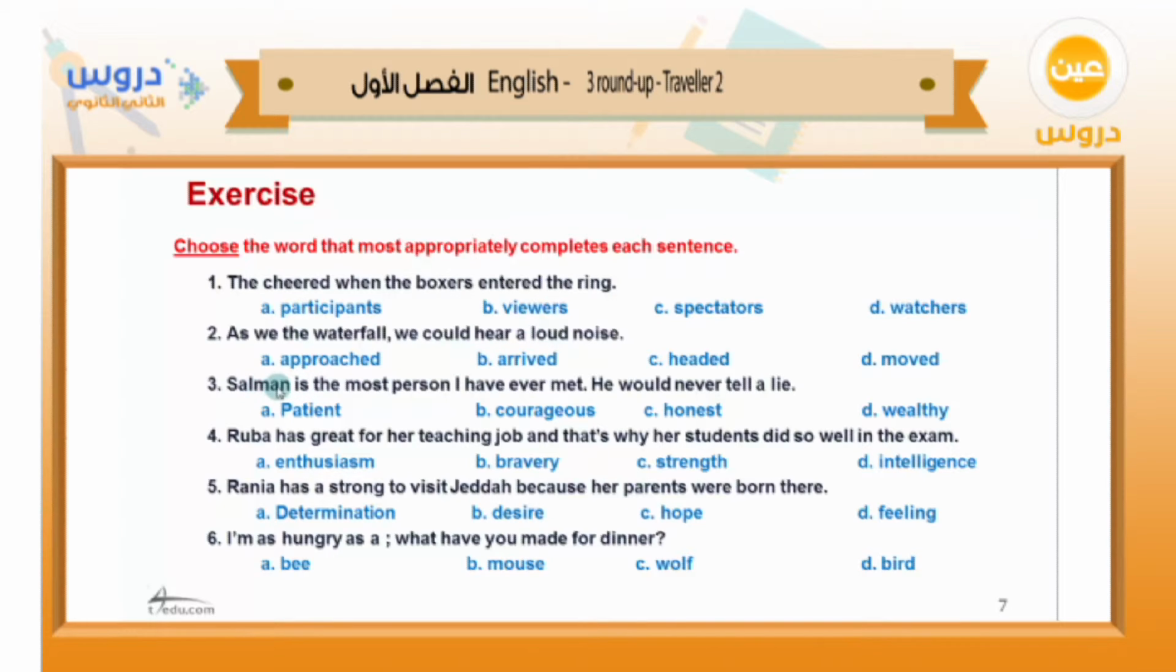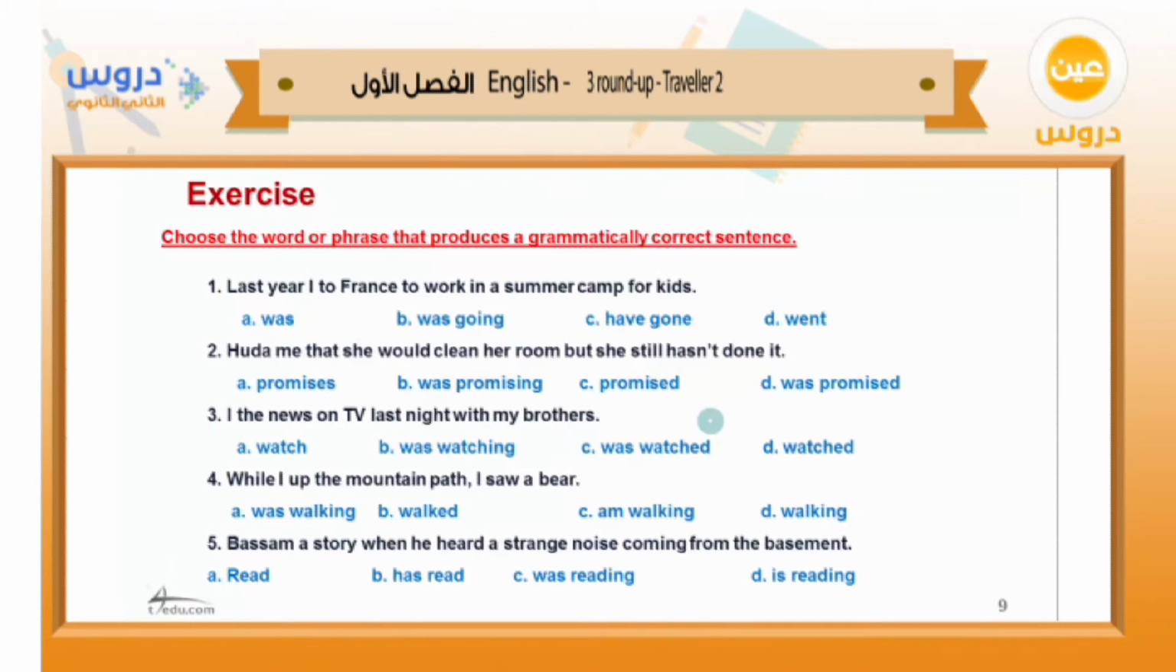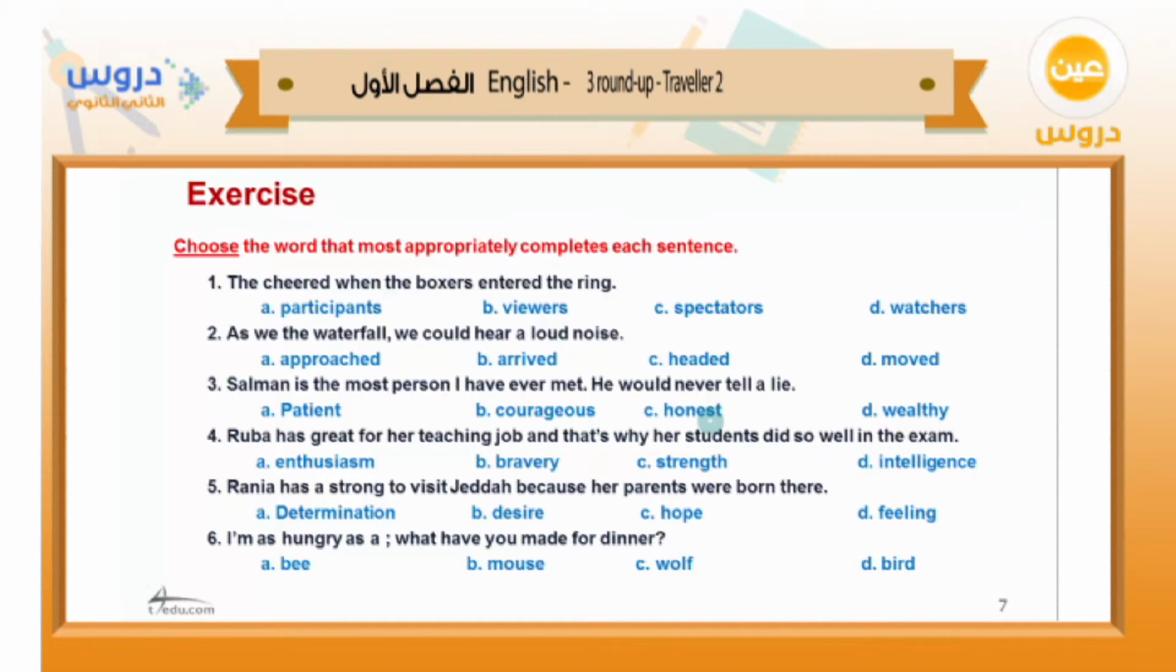Number 3, Salman is what? Is the most patient person, the most courageous person, the most honest person, or the wealthiest? It's also about grammar. Let's complete the sentence: Salman is the most patient, courageous, honest, or wealthy person I have ever met. He would never tell a lie. So he doesn't lie. So he's the most honest person I have ever met. Why? Because he would never tell a lie.